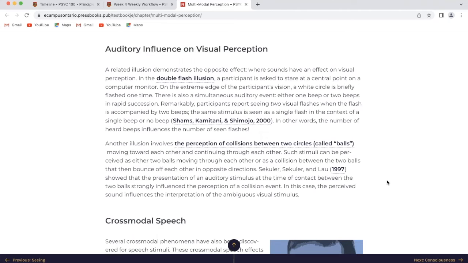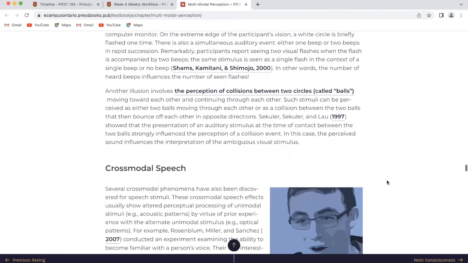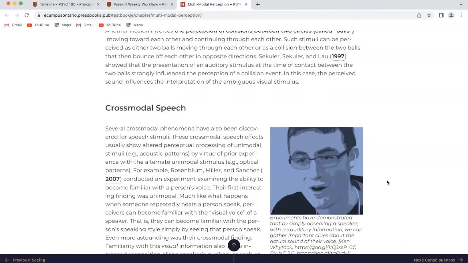Another illusion involves the perception of collisions between two circles, called balls, moving toward each other and continuing through each other. Such stimuli can be perceived as either two balls moving through each other or as a collision between the two balls that then bounce off each other in opposite directions. In 1997, there was a study that showed the presentation of an auditory stimulus at the time of contact between the two balls strongly influenced the perception of a collision event. In this case, the perceived sound influences the interpretation of the ambiguous visual stimulus.